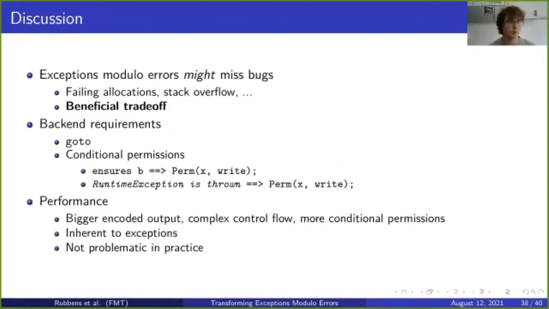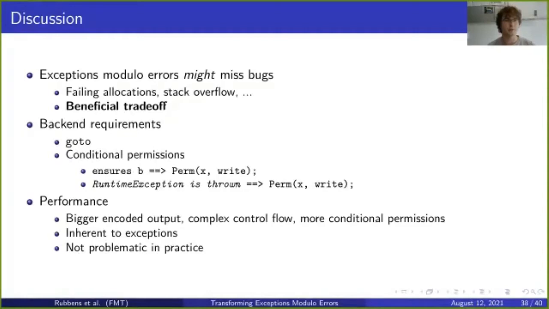So to discuss, there's one downside to exceptions modular errors, and that is that some bugs might be missed. For example, we don't model failing allocations or stack overflow or other error sources. Now we think this is a beneficial trade-off because this is currently not possible anyway. Verifiers just do not mention these error sources at all. And it does give the user the ability to at least check if all throws and throw statements are handled correctly. So this is a beneficial trade-off.